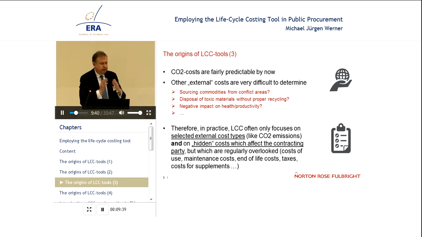So CO2, just starting with this example as an externality, is relatively well scientifically analyzed. It's fairly predictable, with certain exceptions. But there are a lot of other externalities where you do not have this kind of scientific analysis yet. If you think about sourcing commodities from conflict areas, if you made that an issue for your selection, or the disposal of toxic materials, I just mentioned lithium batteries, for instance, or the negative impact on health and productivity. A lot of elements come only much, much later, after you have probably made your procurement process.